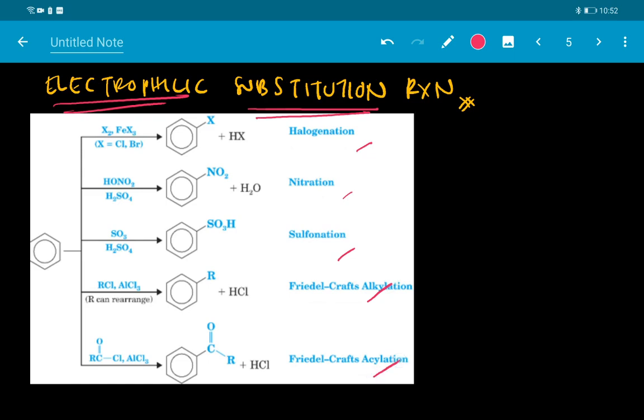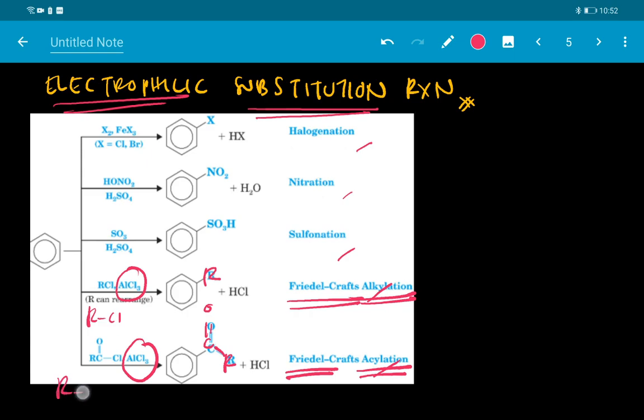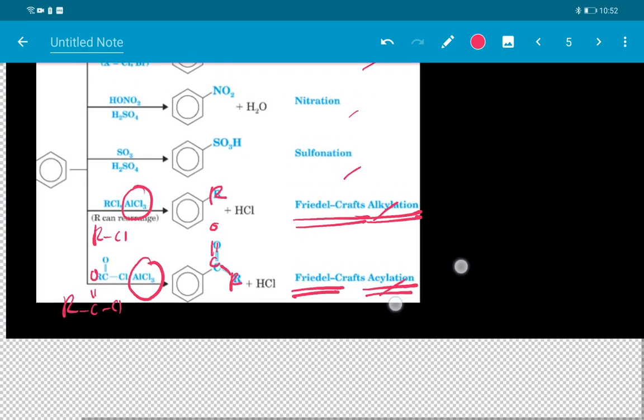Please pay attention that alkylation only comprises R. Acylation is R, C double bond O. The similarity in Friedel-Crafts is that they use the same catalyst, which is aluminum chloride. For alkylation, we will be using RCl. For acylation, it will be RCOCl. This is the basic of the electrophilic substitution reaction.